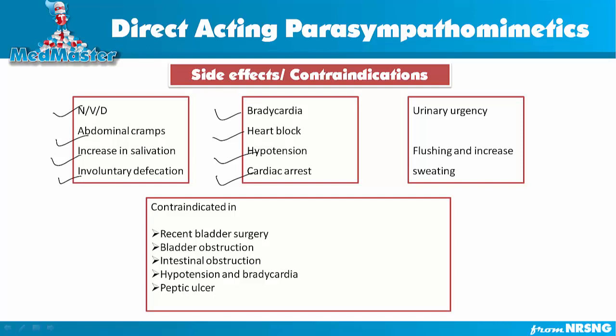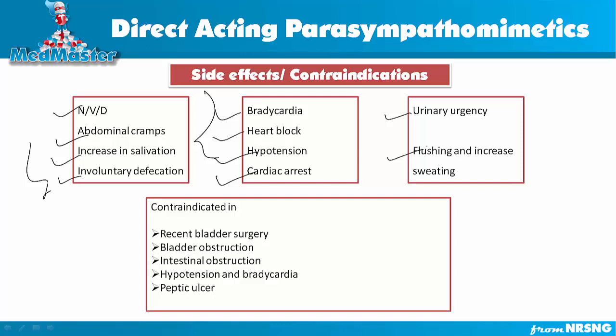However, this pilocarpine is a parasympathomimetic drug. It's going to have an effect on all other organs where the parasympathetic nervous system is present, like the GI tract and heart. So whatever effect it causes on the other organs is basically side effects: urinary urgency, flushing, and increased sweating.